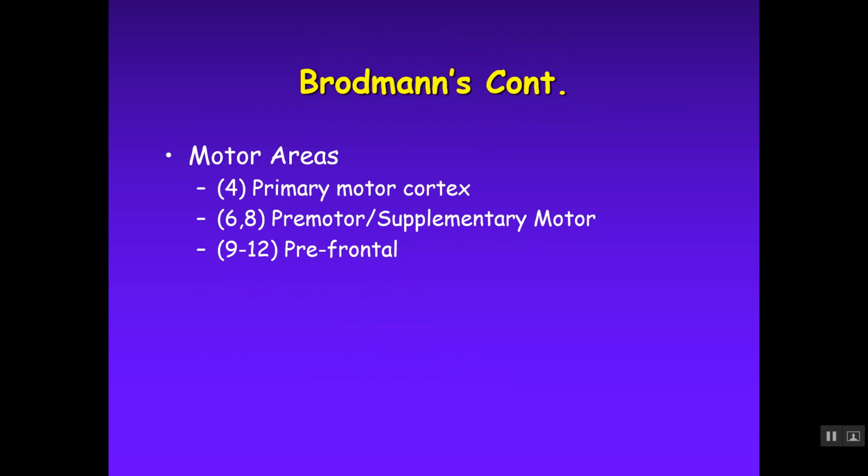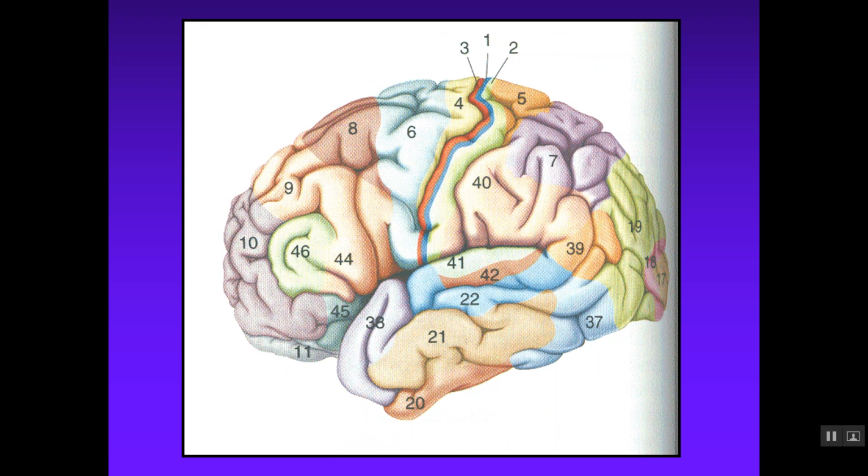And then motor areas, a lot less you need to know there. 4 is going to be your primary motor cortex. 6 and 8 together are your premotor and supplementary motor areas. And 9 through 12 are all prefrontal areas, prefrontal cortex.